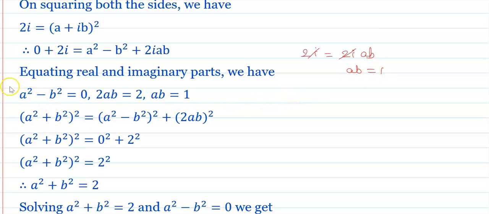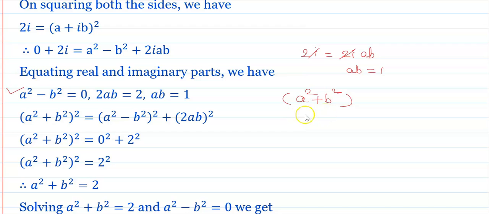Now next, what value did we get? A square minus B square. Now we will find out the value of A square plus B square. We know the formula. Express this A square plus B square in terms of A square minus B square, and this is the formula for that. We got the value of A square minus B square. Next we will find out the value of A square plus B square.